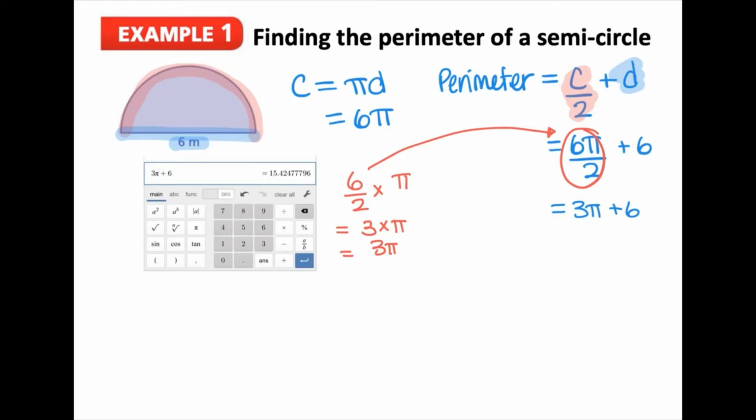So we could round this answer to the nearest 2 decimal places, and so we would have to look at the 2 numbers we want. We can now look to the right. This is less than 5, so we're going to keep this at 15.42 meters, and this is rounded to 2 decimal places.